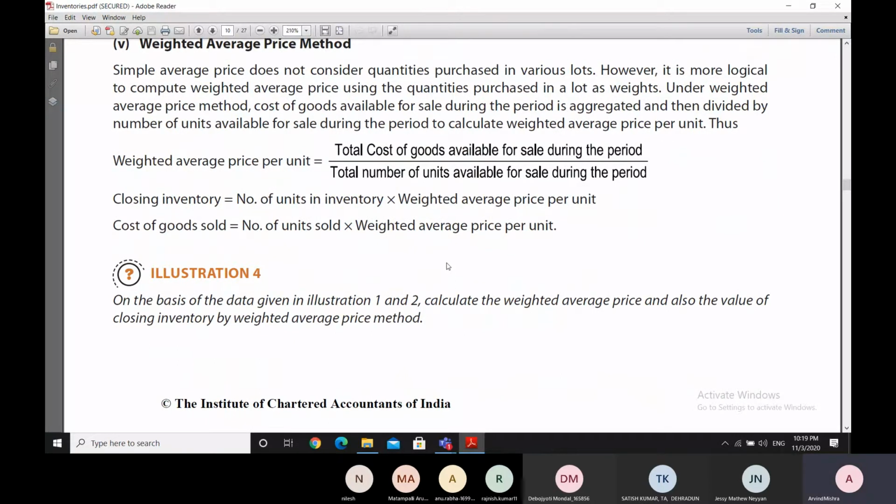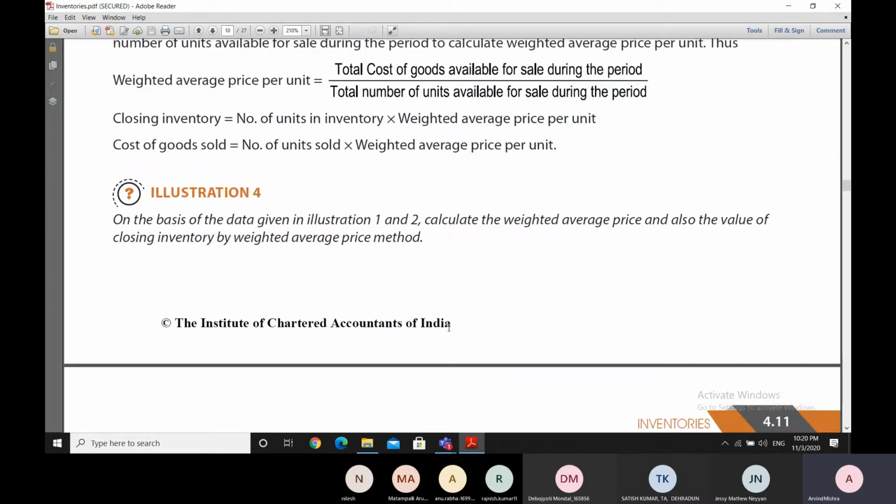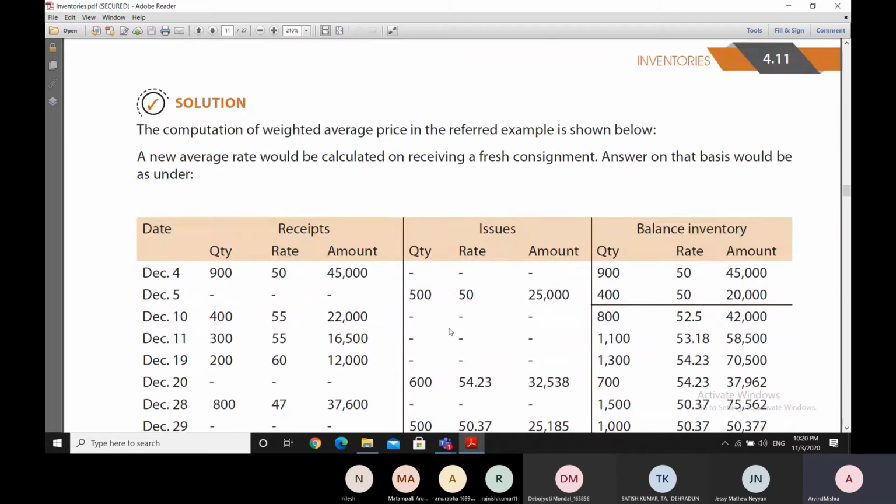Now we have the data given in illustration 1 and 2, and on that basis, taking the same example that we have been following earlier, we will now calculate the weighted average price, and we'll also calculate the value of the closing inventory by the weighted average price method. So here we are going to take the same example of the condensers that we have used earlier.